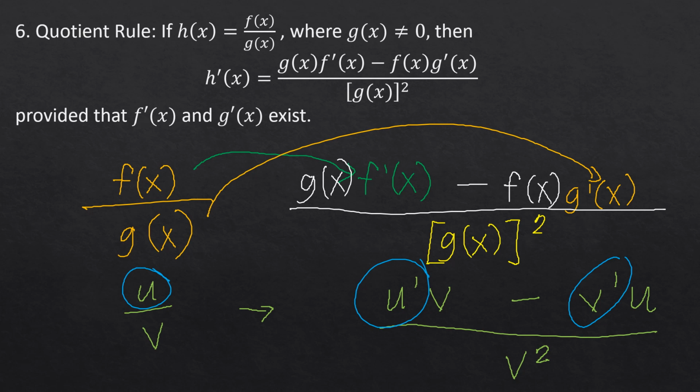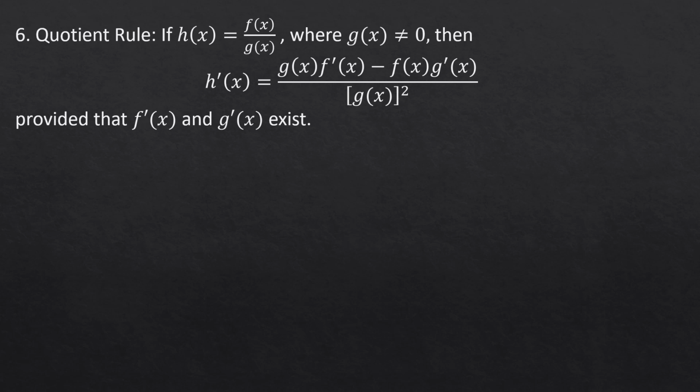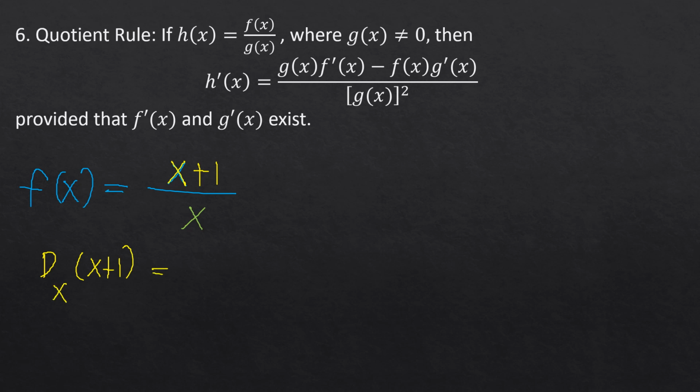So let's have examples. So let's say, for example, you have f of x is equal to, okay, the numerator is x plus 1. So you have x plus 1, and the denominator is x. So we can get the derivative of the numerator first. The derivative of x plus 1 with respect to x is simply 1, because the derivative of x is 1 and the derivative of 1 is 0. Okay, now get the derivative of x with respect to x. The answer is 1 also.